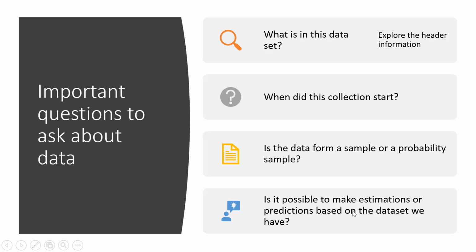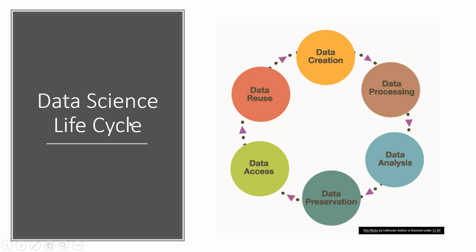So is it possible to make estimations or predictions based on the data sets we have? So our data science life cycle, there are a few things that we're going to be focused on here. One is data creation. We don't plan to create data because as data scientists, we find what we call found data. We find data, lots of data that's available, and we try to extract insight from it.